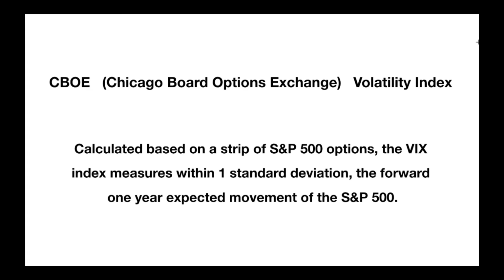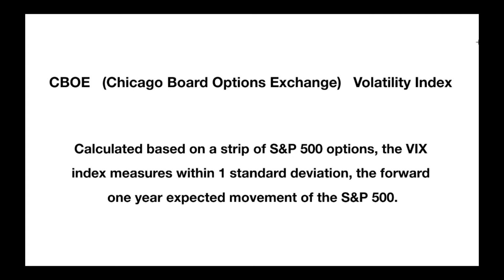So first of all, we're going to start with a basic definition. The VIX index, more properly known as the CBOE Volatility Index. CBOE stands for Chicago Board Options Exchange. And a basic definition is as follows. Calculated based on a strip of S&P 500 options, the VIX index measures within one standard deviation the forward one-year expected movement of the S&P 500. So that's really all it is. For all of the mention in financial blogs and the financial media out there, it's really just a representation of forward expected returns on the S&P 500 based on market activity in the options market.